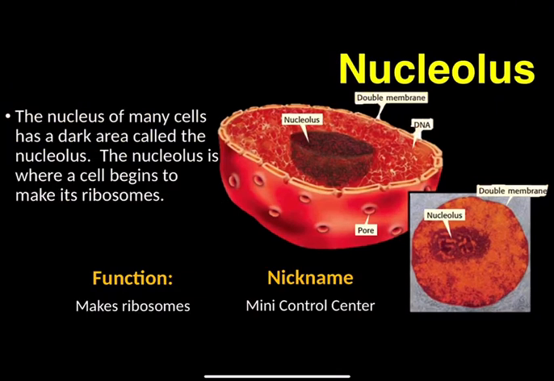The nucleolus. The nucleus of many cells has a dark area called the nucleolus. The nucleolus is where a cell begins to make its ribosomes. Now, the function of these ribosomes is to make proteins. So this is very important. So the function of the nucleolus is to make ribosomes. So we sometimes call it the mini control center. While the nucleus is the main control center, the nucleolus is the mini control center.